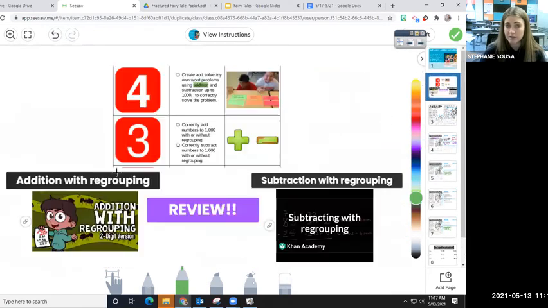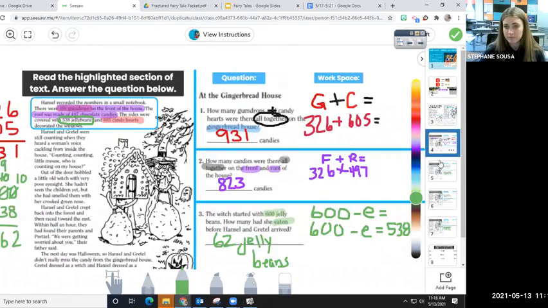The focus of our lesson was regrouping. Regrouping. Your calculators do not show you regrouping. You with me? Okay. Show your work.